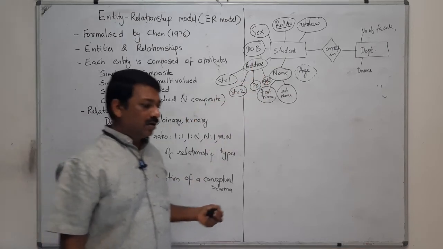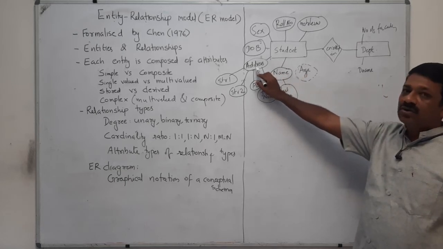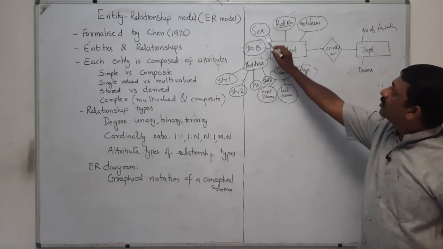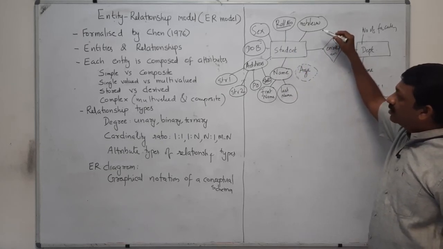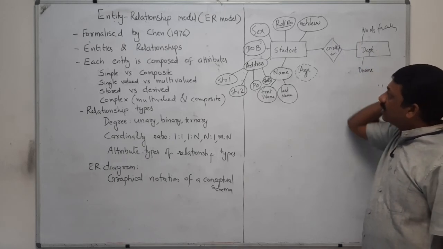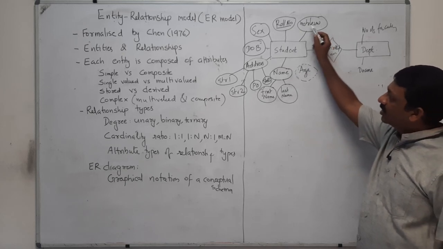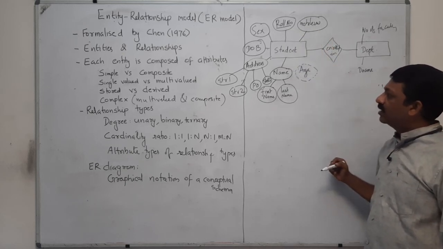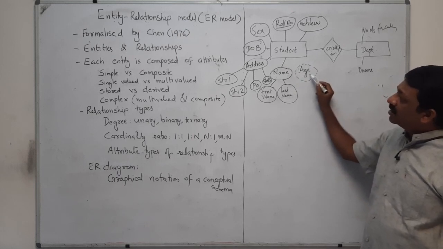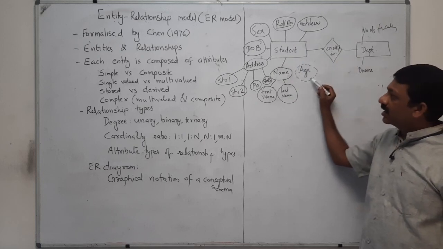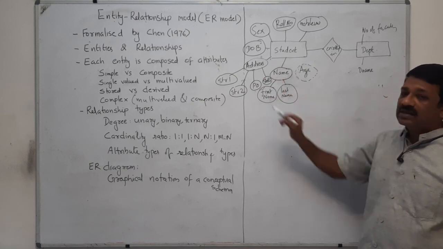Here, name and address are composite attributes, whereas age, date of birth, sex, roll number and mobile number are simple attributes. What are the multi-valued attributes? Address and mobile number are multi-valued attributes, whereas all others are single-valued. All attributes except age are stored attributes, while age is a derived attribute. And can you identify the complex attribute here? Address is the complex attribute.